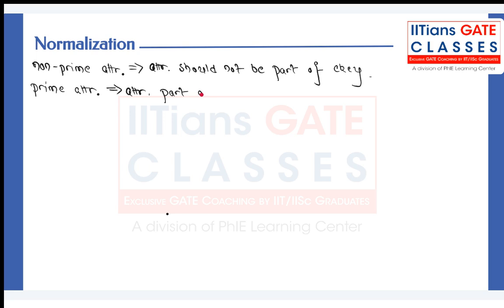I've already discussed a lot about how to calculate candidate keys for a given relation schema with the dependencies, so I think that would be okay. Now let us go to the questions part. A non-prime attribute should not be part of the candidate key.